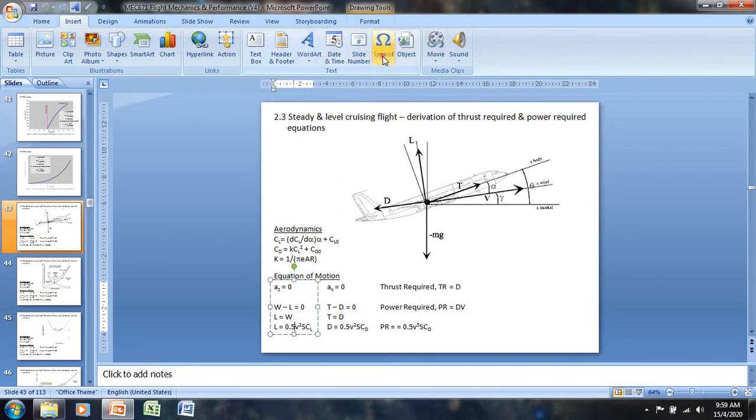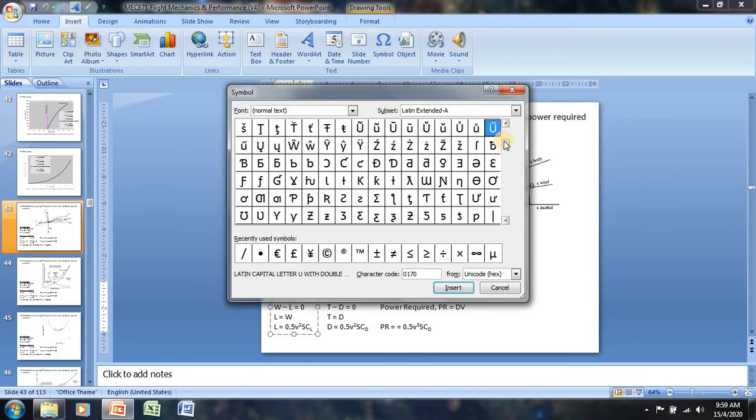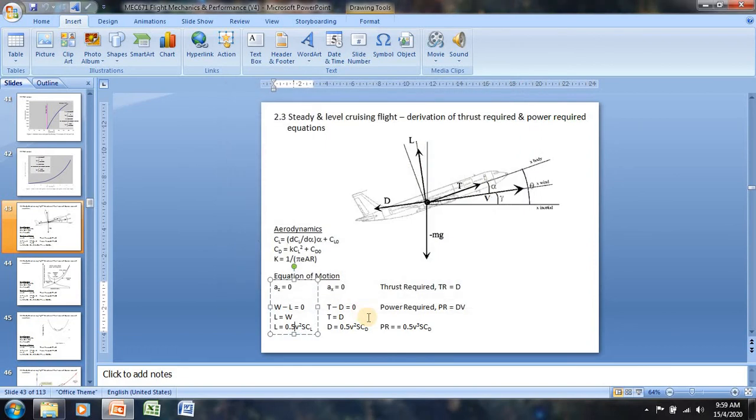Insert symbol. Oh yeah, that's the easy way.